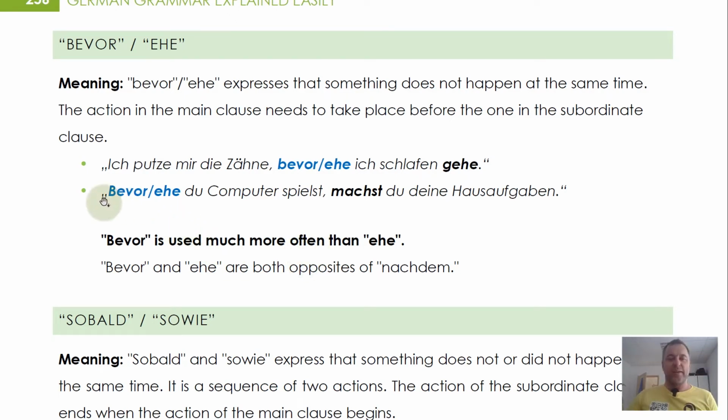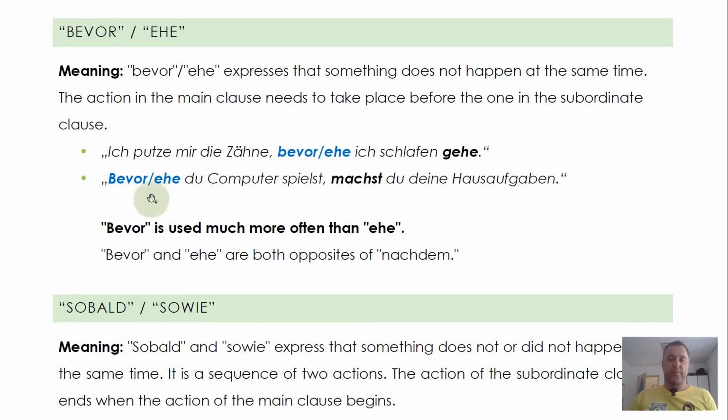And the same for ehe: "Ehe du Computer spielst, machst du deine Hausaufgaben." So before you play computer, you do your homework. Here, tenses stay the same, and the difference between those two is that bevor is much more common than ehe. Ehe is a little bit of an older version, but still some people use it, but I recommend you to stick to bevor. It's also easier if you're an English native speaker.